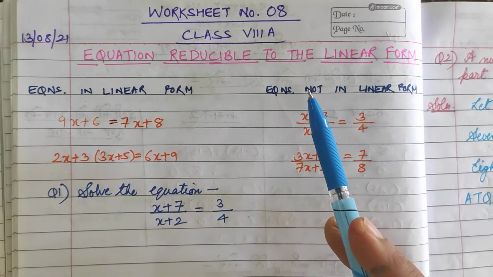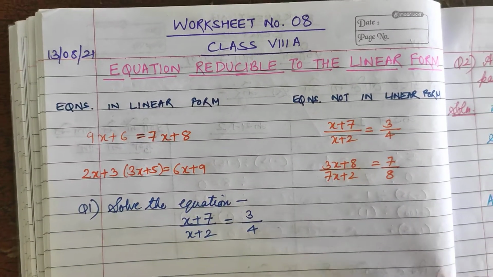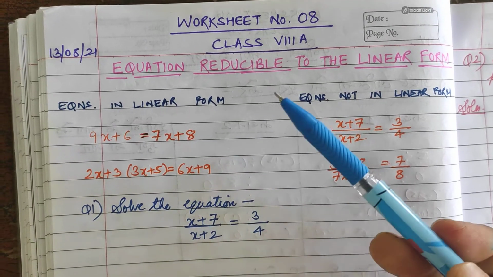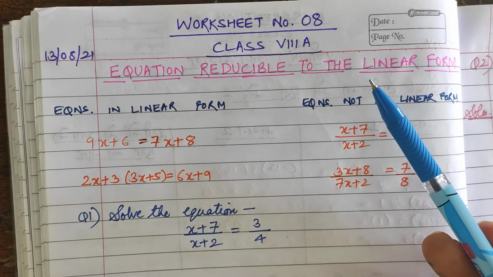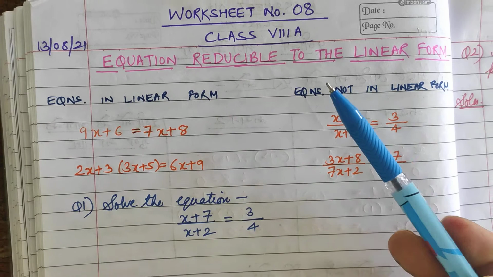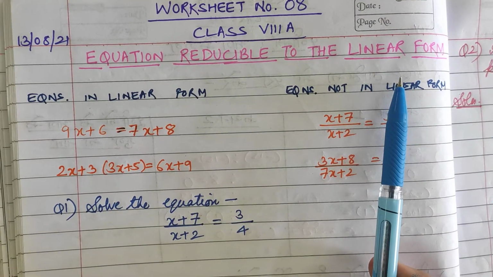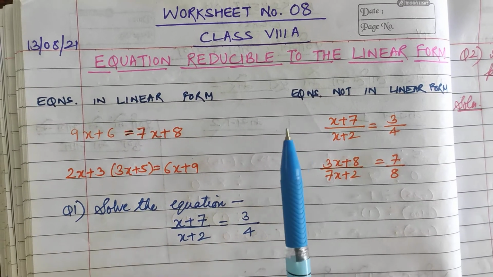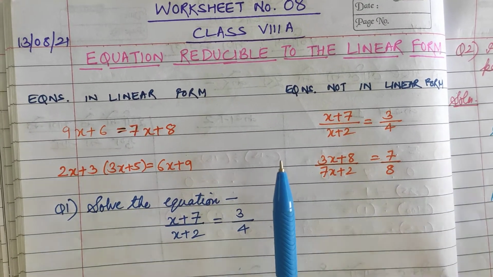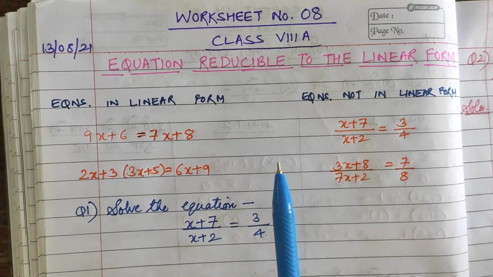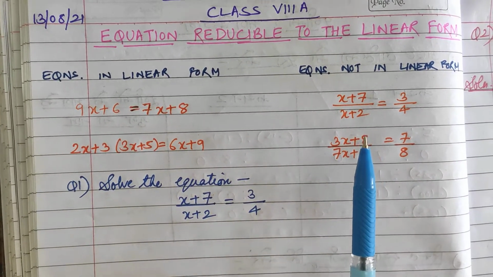Earlier in worksheet 7, what did we do? We did equations which were having variable on both the sides. Now today we will be doing equations reducible to the linear form, meaning equations which are not looking like linear at first sight, but they can be reduced to linear form.